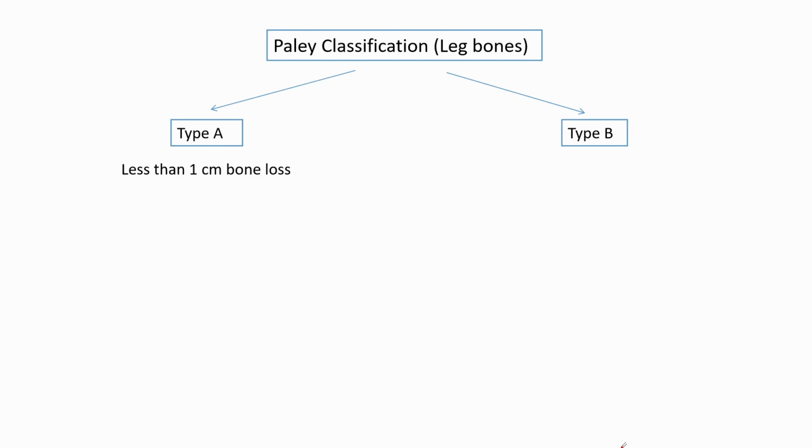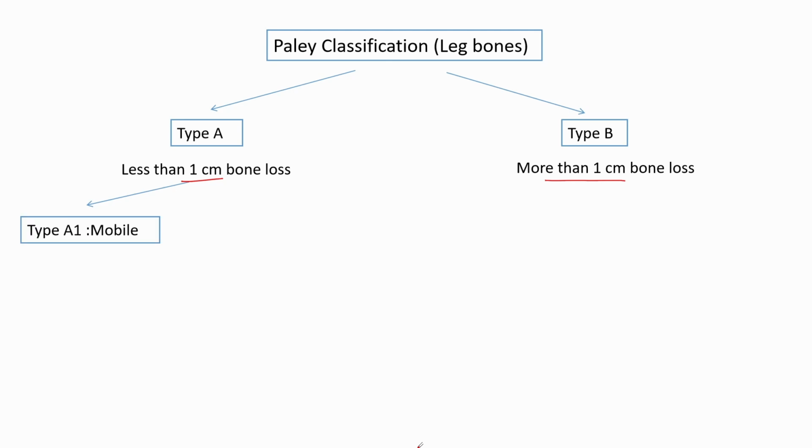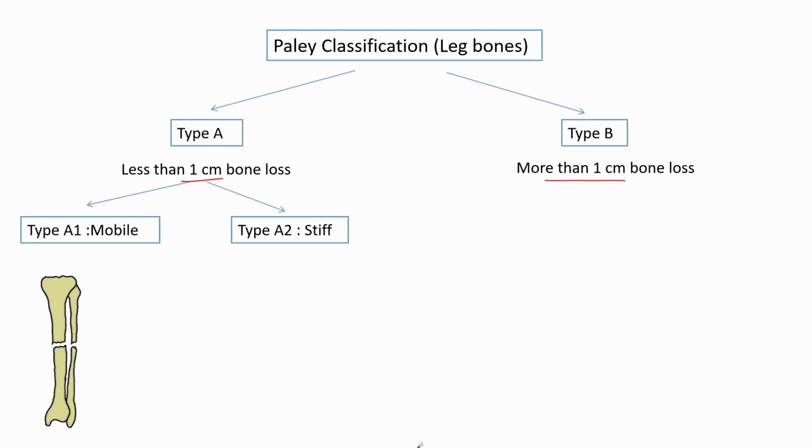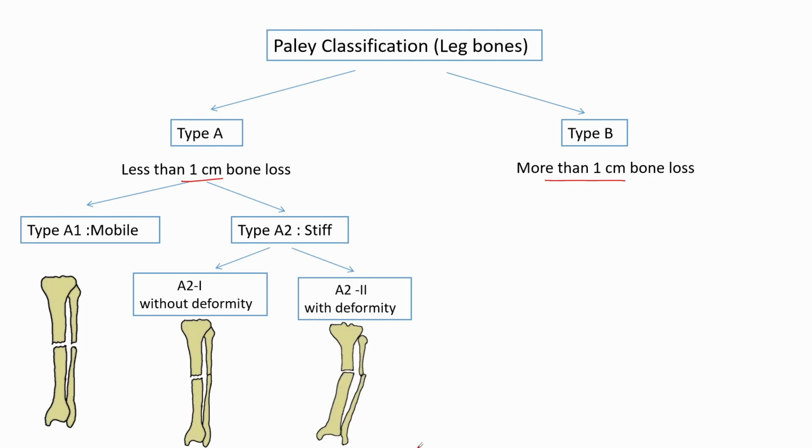Another classification that is commonly asked is the Paley classification, which is specifically for leg bones. Paley classifies leg bone non-unions into type A and type B on the basis of bone loss. If the bone loss is less than 1 centimeter, it is type A, and if the bone loss is more than 1 centimeter, it is type B. Type A is further classified into A1, which is a mobile non-union, and type A2, which is stiff non-union. Type A2 is further classified into A21, a stiff non-union without deformity at the fracture site, whereas A22 is a stiff non-union with a deformity at the fracture site.